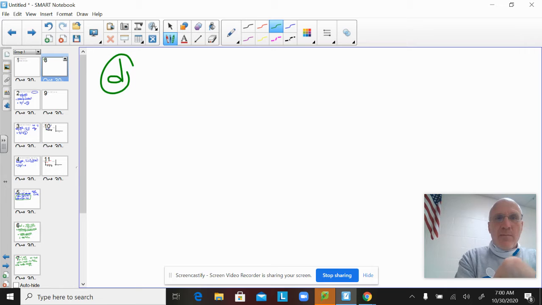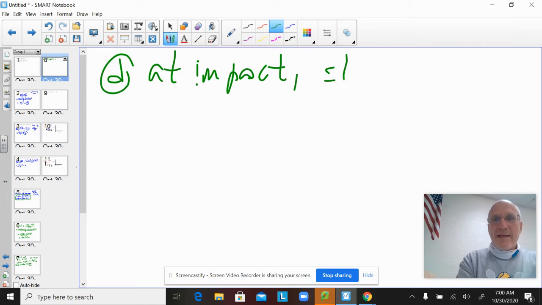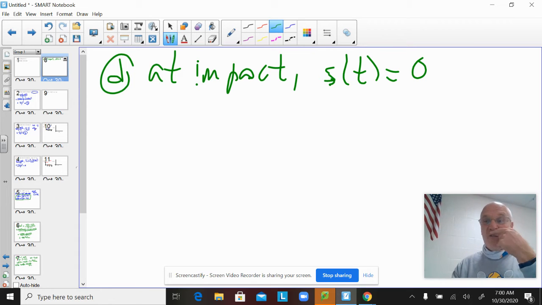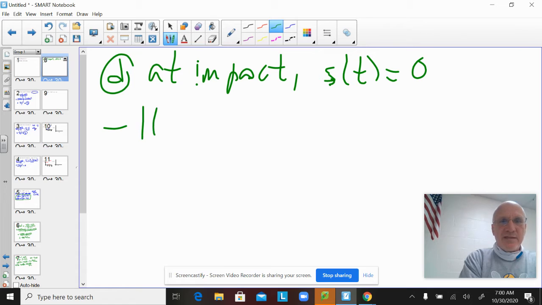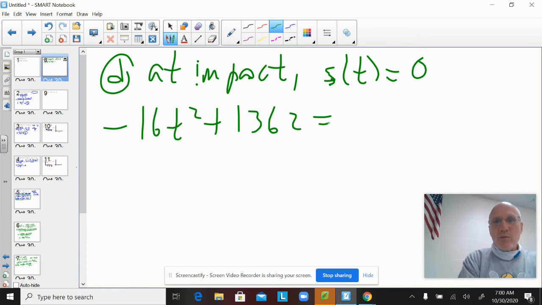So you have added in your notes: at impact, s of t equals 0. That doesn't mean s of 0. I'm not plugging in 0 for t. That would be my position at time 0, that's 1362. I want to know at what time the position equals 0. So it becomes negative 16t squared plus 1362 equals 0. Now you're solving that for t, like at what value of t?